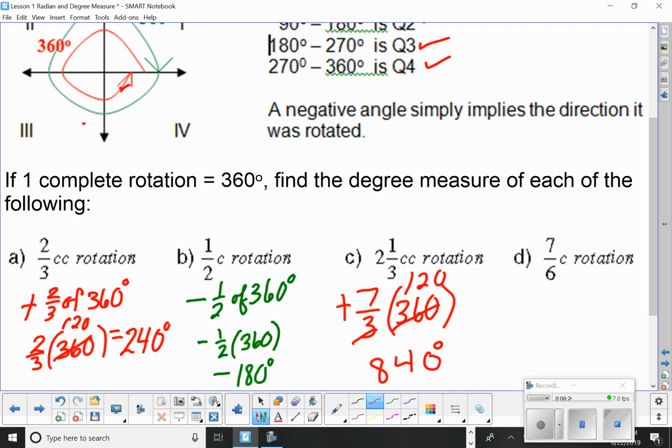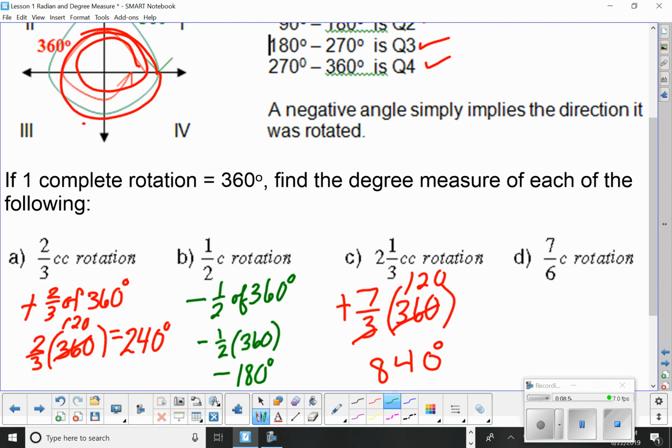This simply tells me that I'm going to go around. I'm going to start here. I'm going to go all the way around once. Whoops. Let me erase this so you can sort of see better. Okay. Got that? I'm going to go around once. Then I'm going to go around twice. And then I'm going to go 1/3 of the way around. Okay? So 840 degrees.